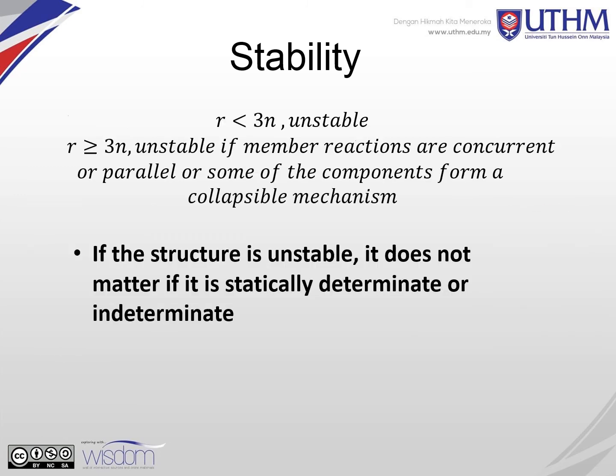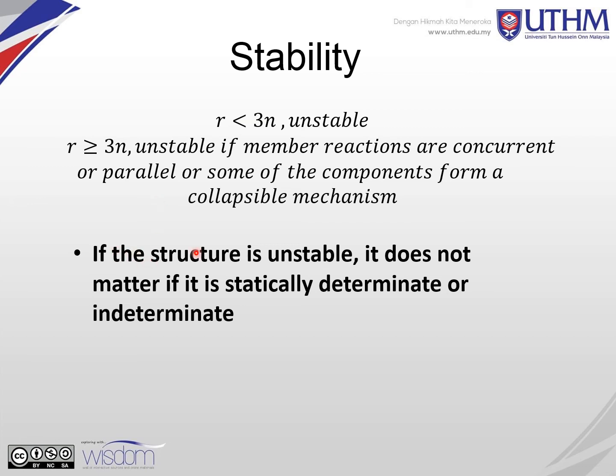If R is less than 3n, it will be unstable, and if R is equal to 3n, it is stable. But if R is greater than 3n, it is still unstable if the member reactions are concurrent or parallel, or some of the components form a collapse mechanism. Parallel here means all are pin supports, for example, so it will slip in the horizontal direction if the load is applied as in the previous slide.